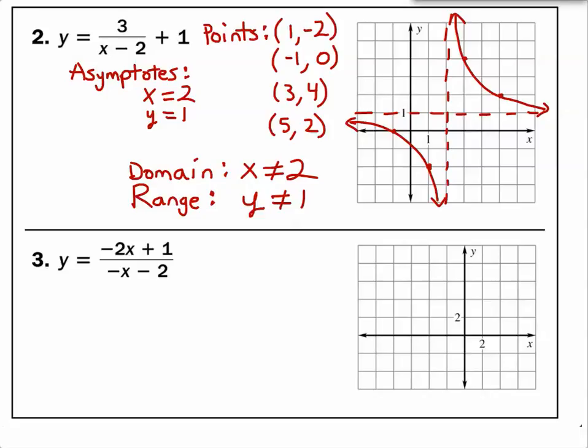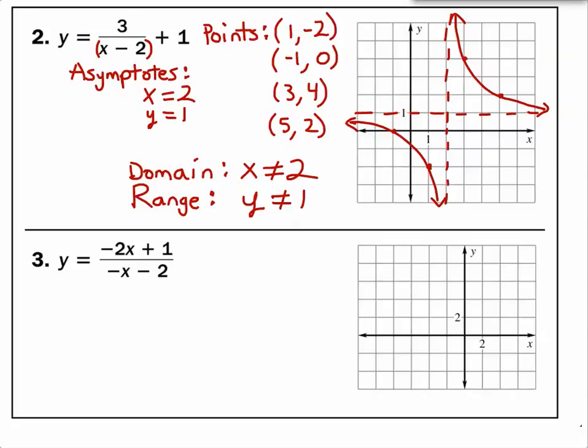The graph got shifted to the right 2. That's because of these parentheses here in the denominator. And so the asymptote is at x equals 2. The graph was also shifted up 1, so your horizontal asymptote is y equals 1.